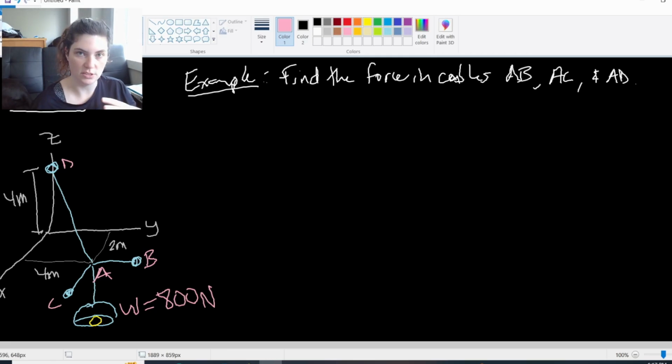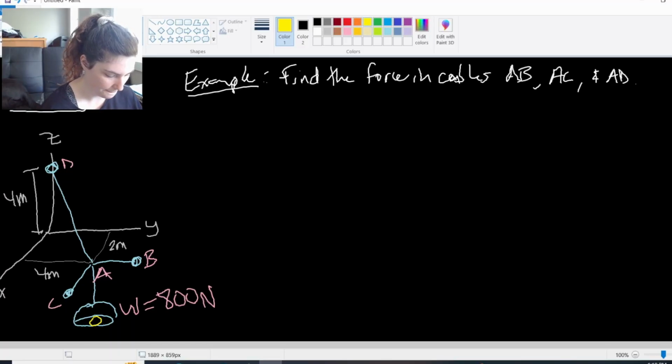So we're going to find the force in each one of these cables using our equilibrium equations, right? There's nothing moving. Everything is stationary. There's no net force in any direction. Nothing is accelerating. It's all in equilibrium. So we're going to set up our equilibrium equations.